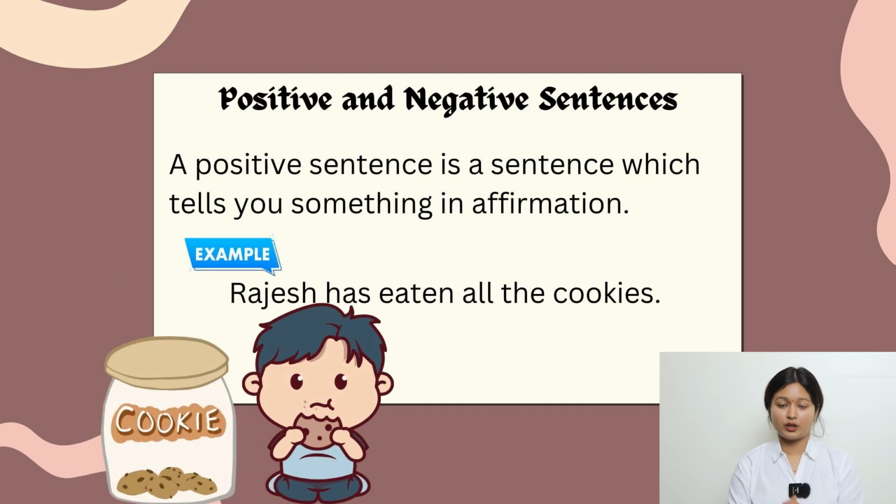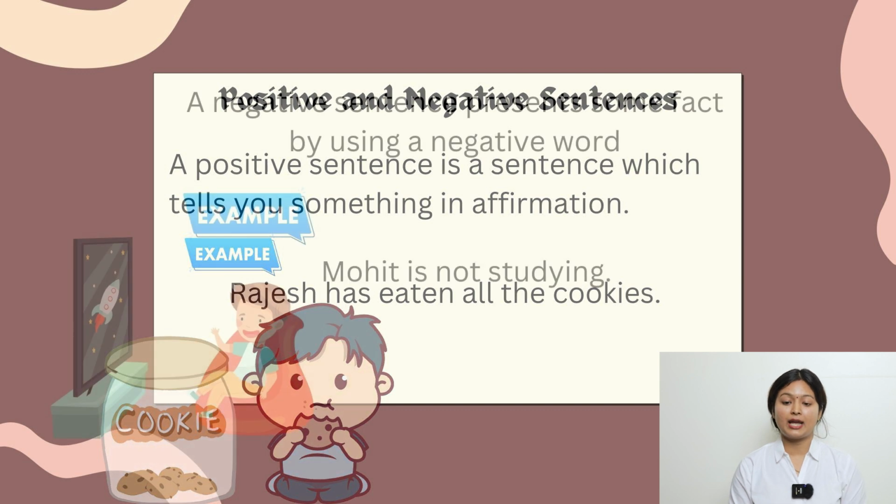So let's move forward to positive and negative sentences. A positive sentence is a sentence which tells you something, an affirmation. For example, Rajesh has eaten all the cookies.